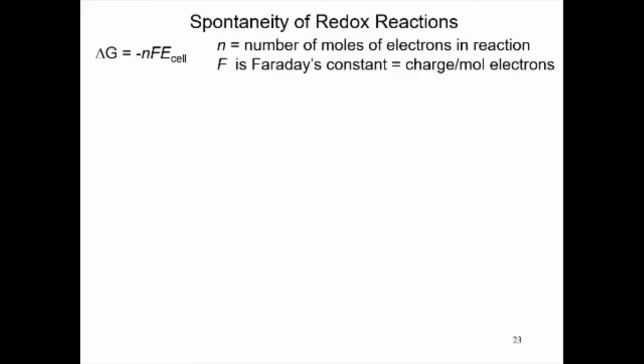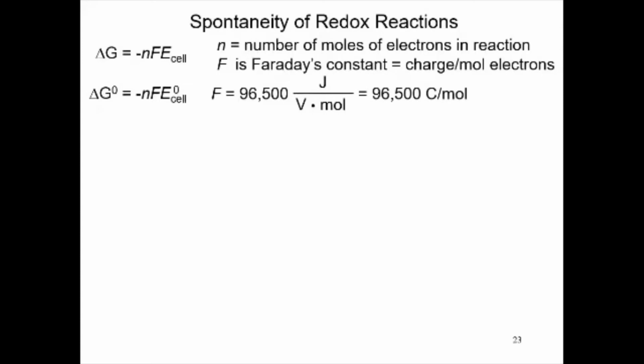Obviously, if we were to do this experiment under standard conditions, delta G would be delta G naught, and of course the potential of the cell would be the standard cell potential. For Faraday's constant, some authors like to round it up to 96,500 coulombs per mole, which is the same as saying joules per volt per mole, given the relationship between charge, voltage, and energy. We can use either set of units, depending on what other units we're going to try to cancel.